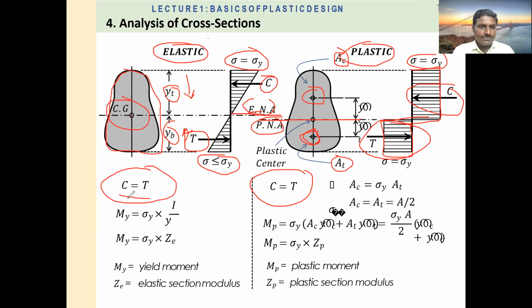So C is equal to T. So now here, area in compression. Initially we will first see the elastic behavior or elastic analysis and then we will see the plastic analysis. Okay, now C is equal to T. Now here, it means moment at yield point.